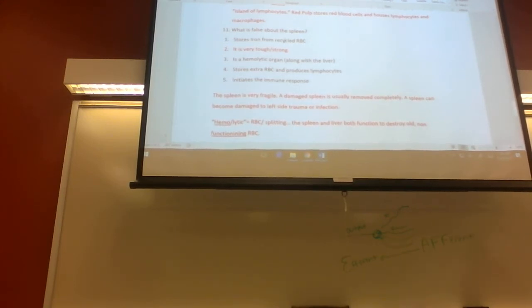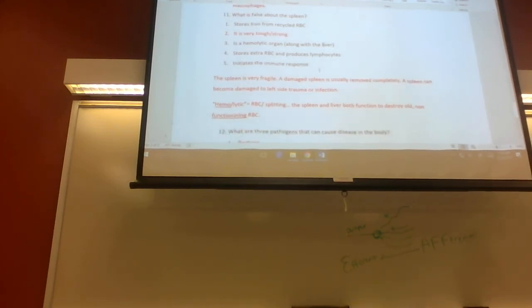However, all these other statements are true about the spleen. The spleen stores iron from recycled red blood cells. The spleen is a hemolytic organ along with the liver. So hemolytic, heme meaning blood, and lytic meaning cutting. So the spleen cuts red blood cells or damaged red blood cells, destroys them. And then the spleen also stores extra red blood cells and produces lymphocytes. Again, you've got your red pulp, your white pulp. And then your spleen also initiates the immune response.